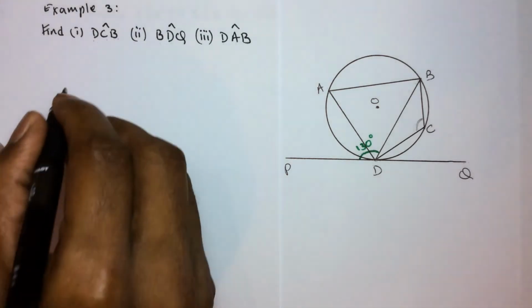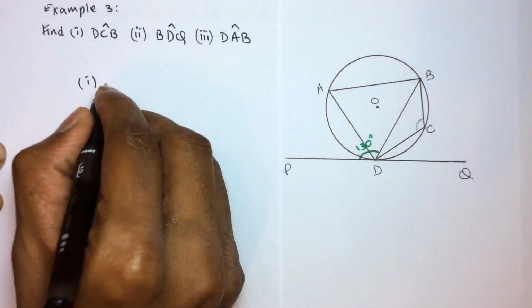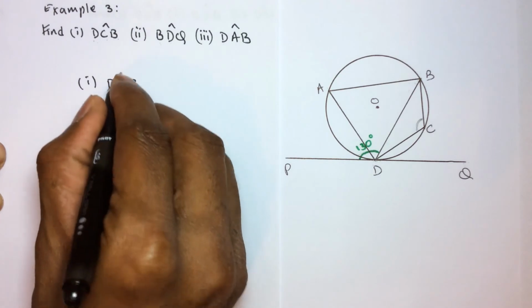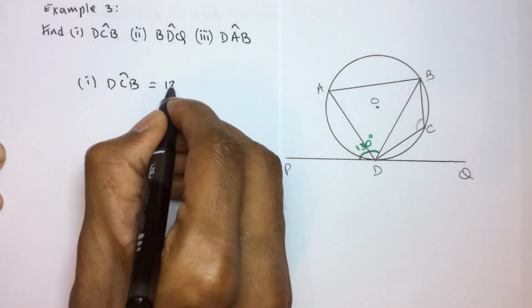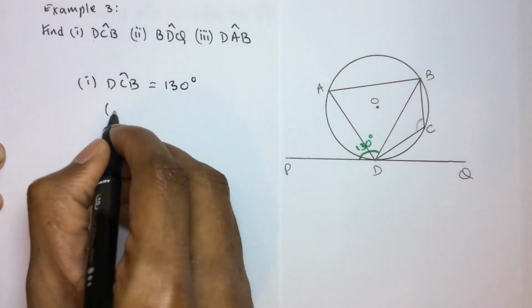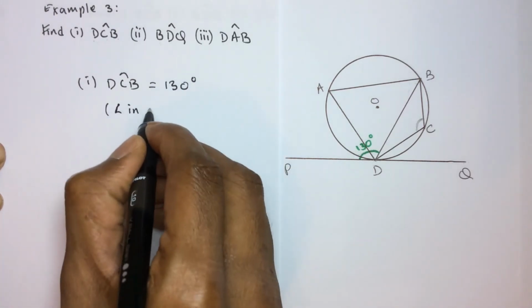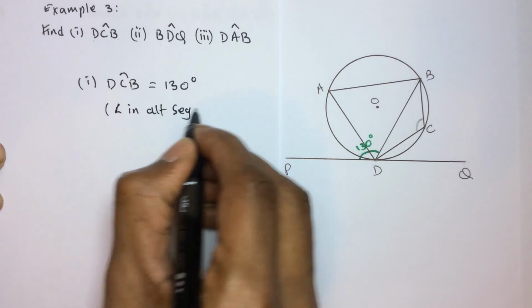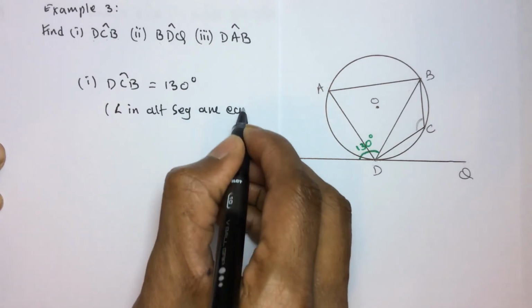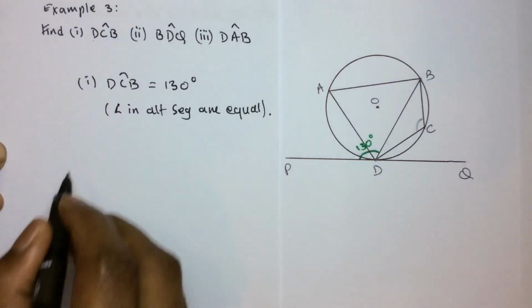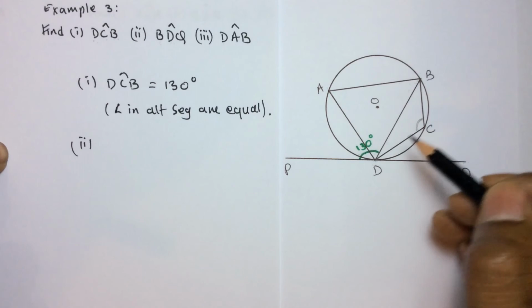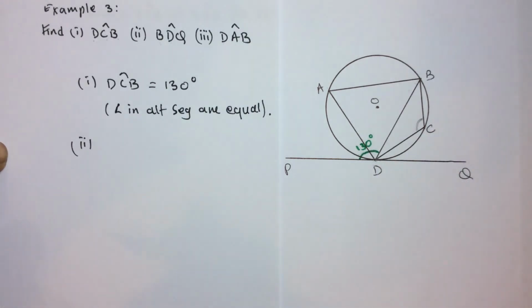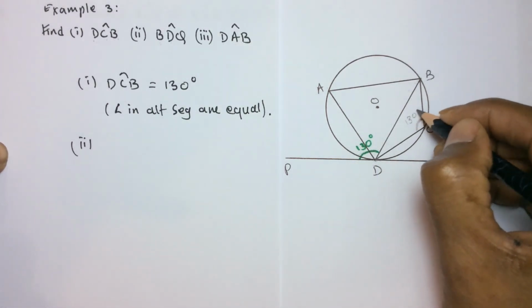So let us have a look at the first part. How to find angle DCB? DCB is equal to 130 degrees. Angles in alternate segment are equal. Second part, we need to find BDQ. Now, let me put this 130.